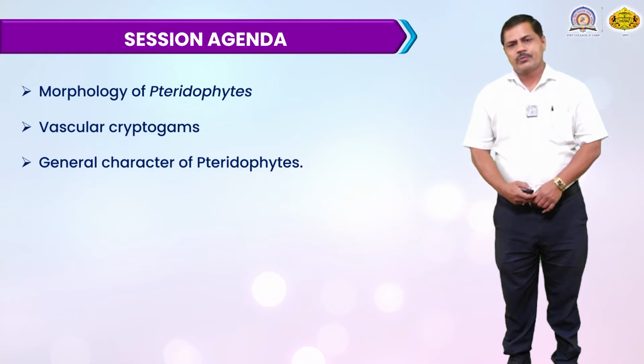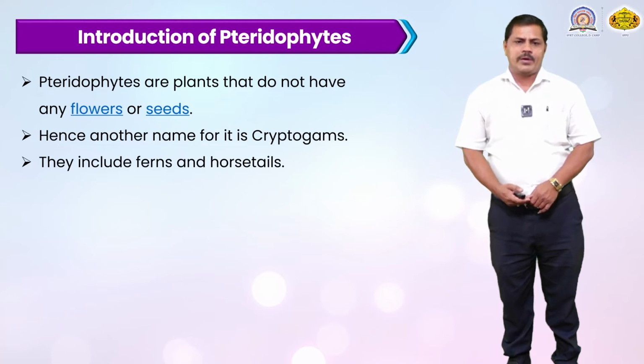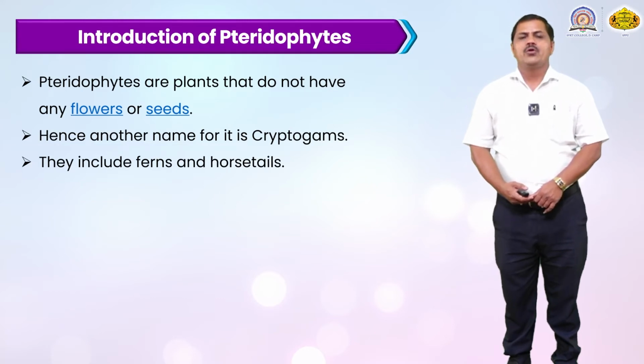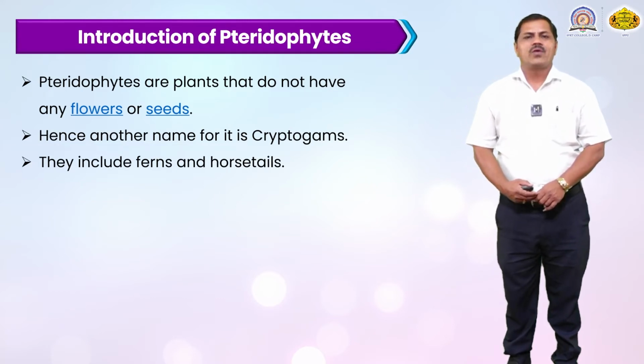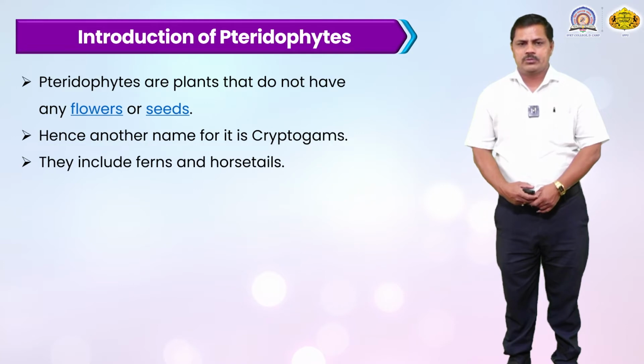Then also we will discuss the vascular cryptogams, the general characteristic features of the Pteridophyte, and the classification of the Pteridophyte. First, we will discuss the introduction of the Pteridophyte. Pteridophytes are plants that do not form flowers, and ultimately they do not form fruit and seeds.